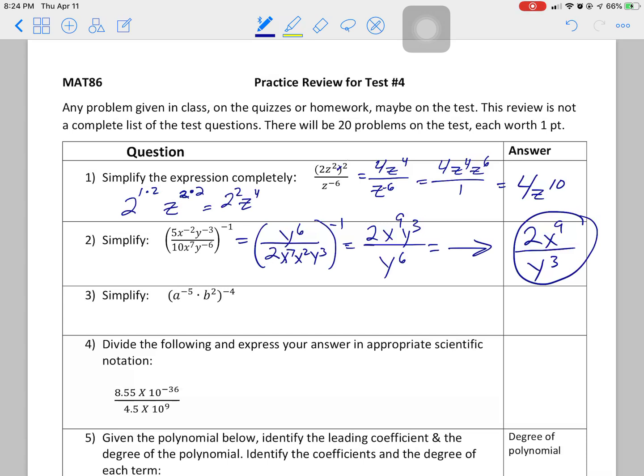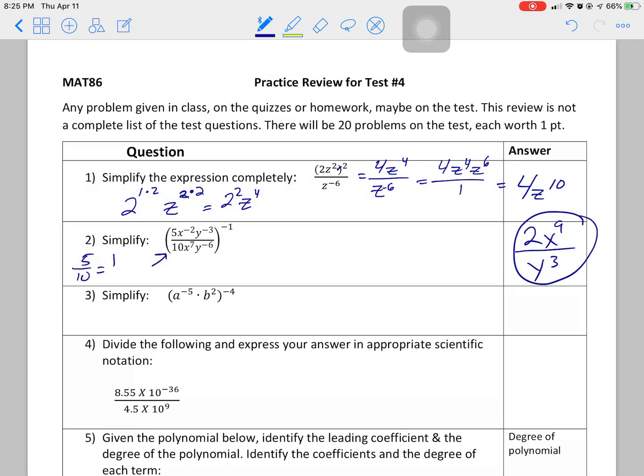Okay, so that was just different ways to do that. Came up with the same answer, so I'm pretty happy with that one. I think I like the way I explained it first. Let me explain that one again. All right, what's in the parentheses? 5 over 10 equals 1 over 2.